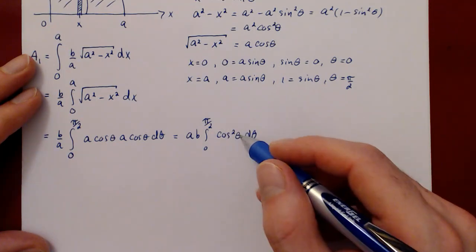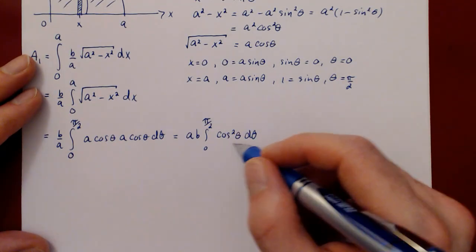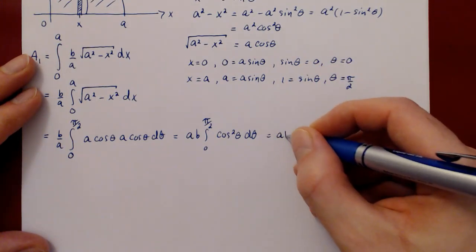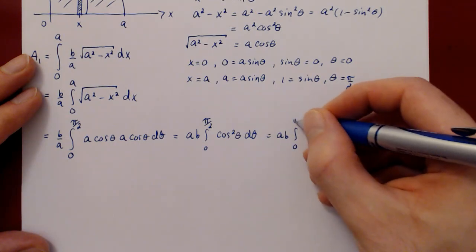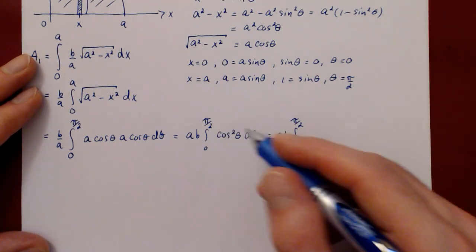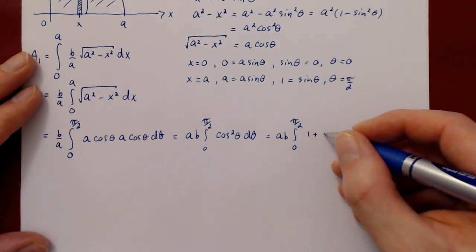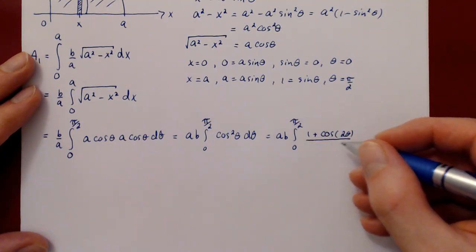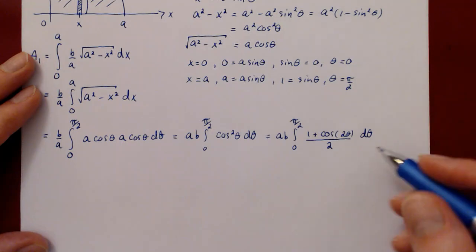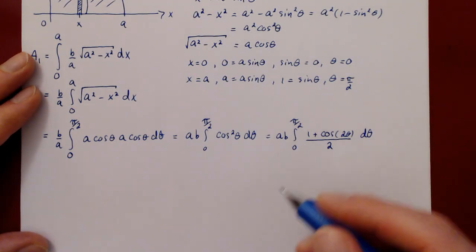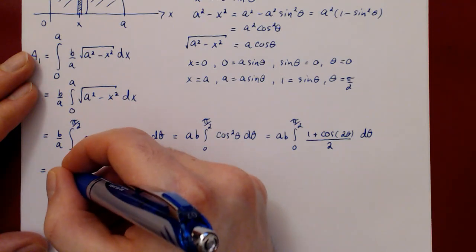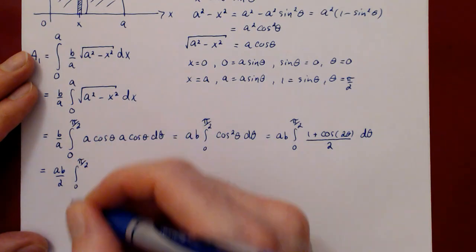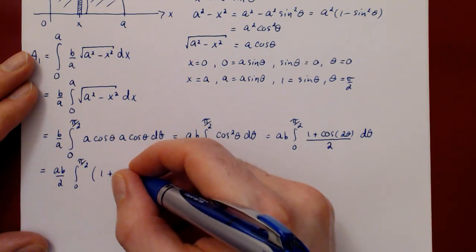Now, how do we integrate cos squared? If you recall, since we have a single even power of cosine, we have to use the half angle formula. And if you recall, for cosine squared, it is 1 plus cos of 2 theta over 2. The half here is a constant multiple. We can factor it out. And we're left with integrating 1 plus cos of 2 theta.